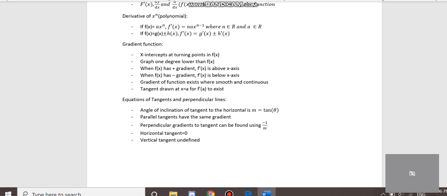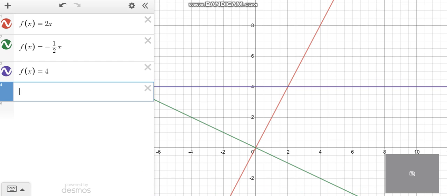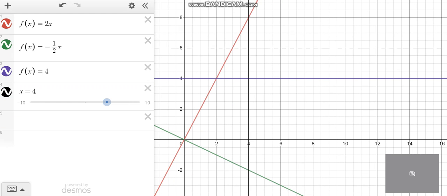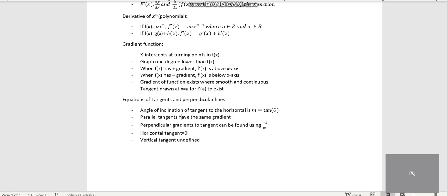The vertical tangent is undefined. Simply, if you have a vertical line like x equals 2, you can't get a rise over run because the bottom part is going to be 0, and you can't divide by 0. That's why a vertical tangent is undefined.